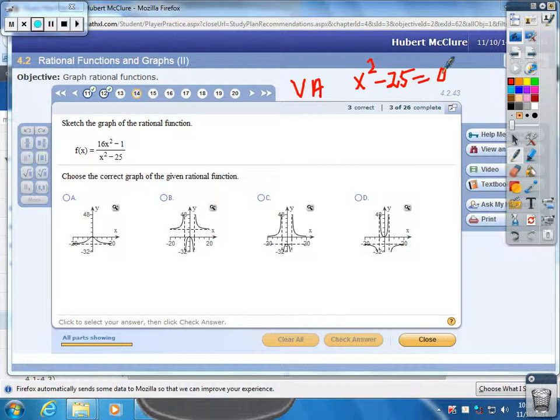If that first answer right there was a positive 25, would you have an asymptote once you sorted it down on the other side? No, you wouldn't have a vertical asymptote, because if that was a positive 25, there's no way you can get negative 25 right here. So if you can't get it to come out to be 0, then that means it doesn't have a vertical asymptote.